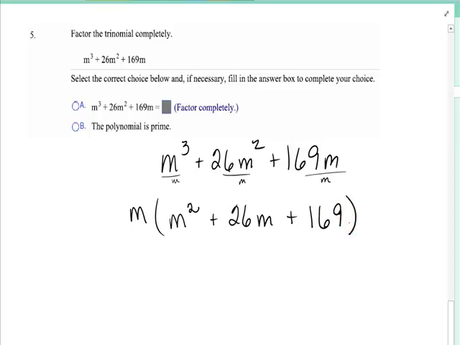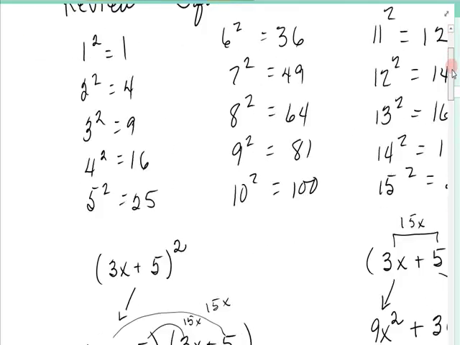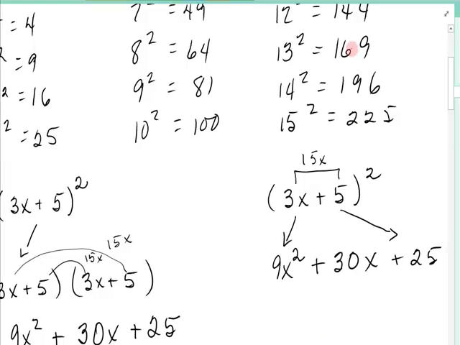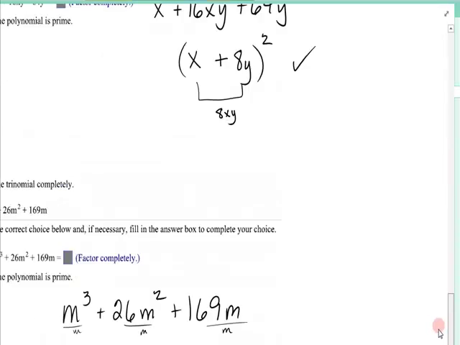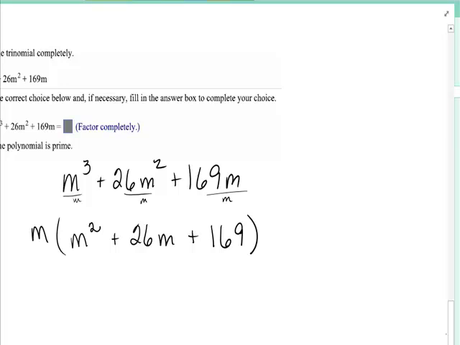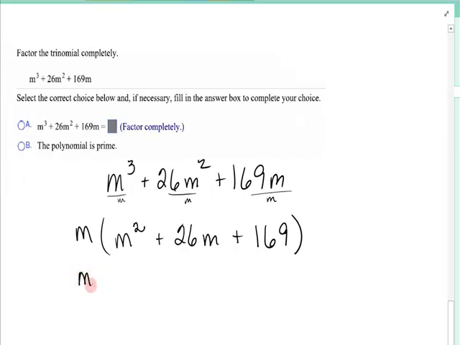Now, something that I notice, m squared, of course, is a perfect square. The 169, it is very helpful if you happen to remember numbers in this list. 169, yes, that's a perfect square. That means that this is what I would call a candidate for being a perfect square trinomial. Keep this GCF of m. I'm going to try. If I'm wrong, I'll erase.